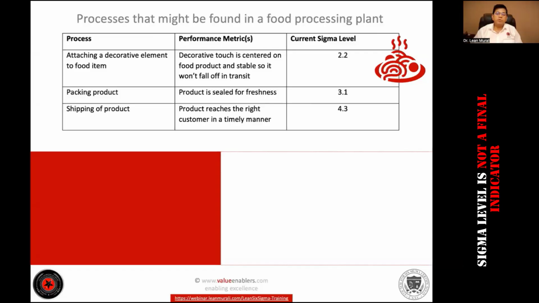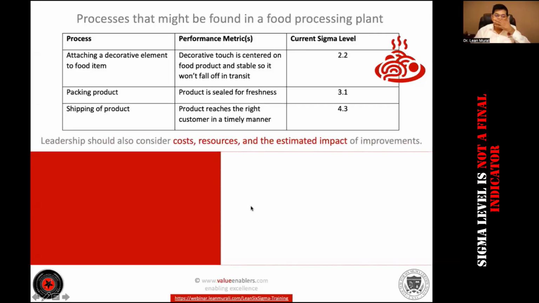So someone says 2.2, somebody says 3.1. Okay, 2.2 needs to be improved. That's logical, right? Because it is low, so it needs to be improved. Okay, let us go into the detail of this. Leadership should also consider the cost, resources, and estimated impact of improvement.